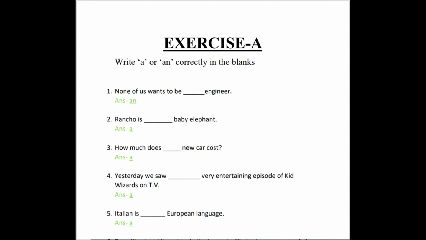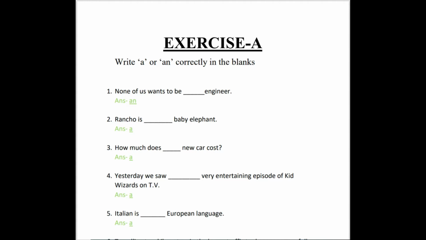So just see the word written after the blank. What is that word given after the blank? Engineer. And here comes the vowel sound. Yes, you have to see the sound, not the spellings. So the correct answer is an engineer.